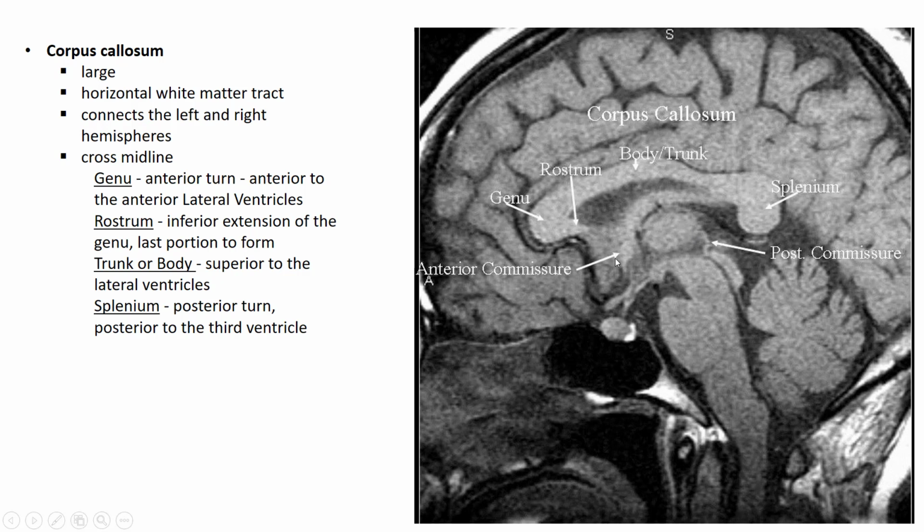We also have the anterior commissure, which is a left to right connection in the brain, and we'll be able to see that on a coronal image even better. And then the posterior commissure, which also, again, we'll see a little bit better in coronal images, although it is not always seen as well as the anterior commissure.